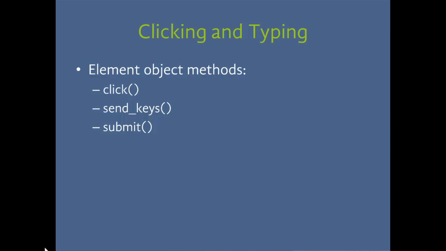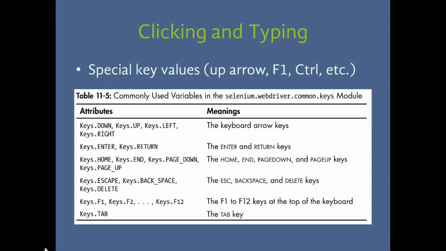Next, you can see I called that click method, just a click on it. If you have a text field element that you've grabbed and you want to fill out the text field, you can just call this send keys method and pass it a string, and it'll just automatically type it in. If the element that you've grabbed is part of a form, you can submit the form by calling submit. If you just want to press random keys that you can't really type into a string, like the escape key or the down arrow key, there's a whole bunch of constants that Selenium provides.